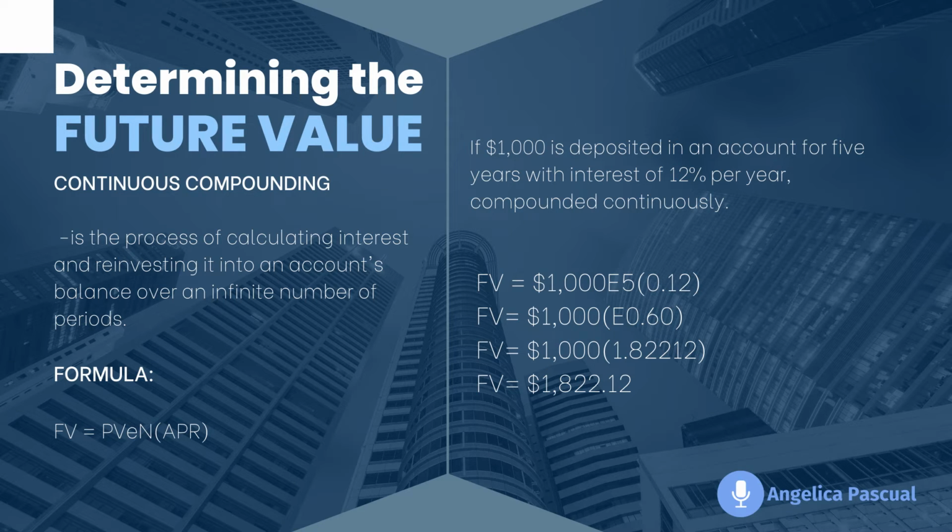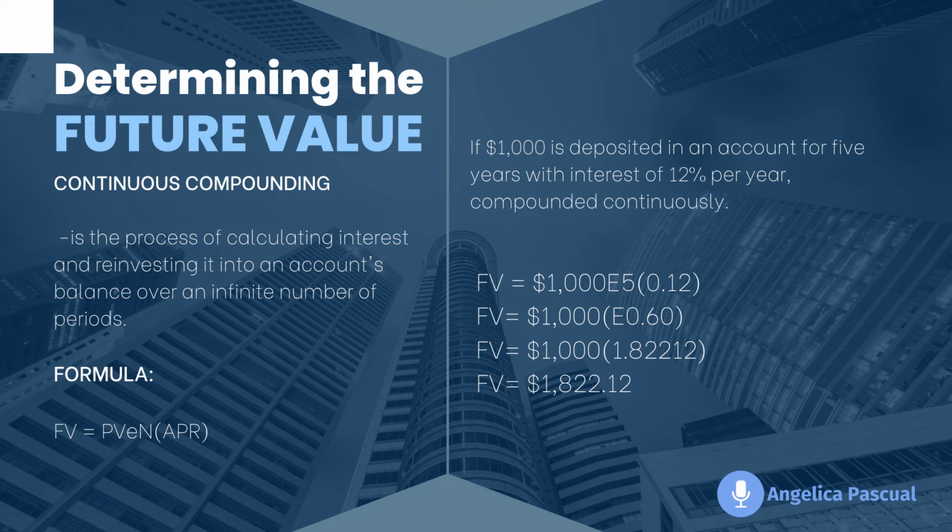Example: if $1,000 is deposited in an account for 5 years with interest of 12% per year, compounded continuously. The formula is FV equals PV e to the power of N times APR, or future value equals present value times e raised to the number of years times the annual percentage rate. So, $1,000 times e to the power of (5 times 0.12). First we multiply 5 by 0.12 to get 0.60.